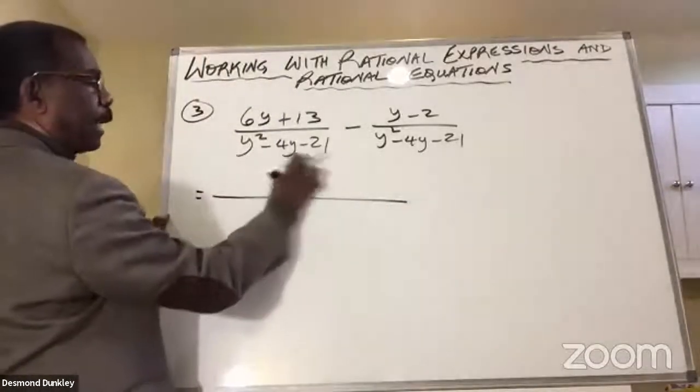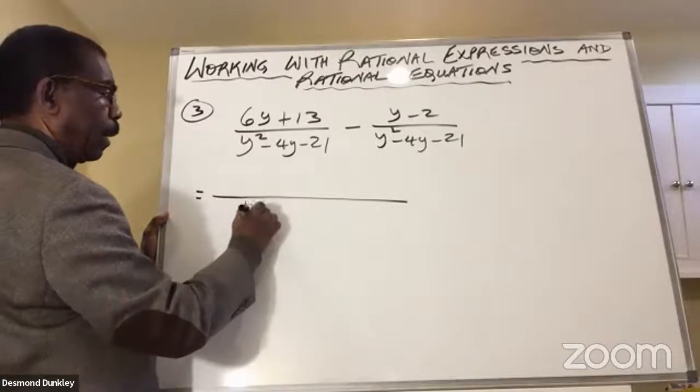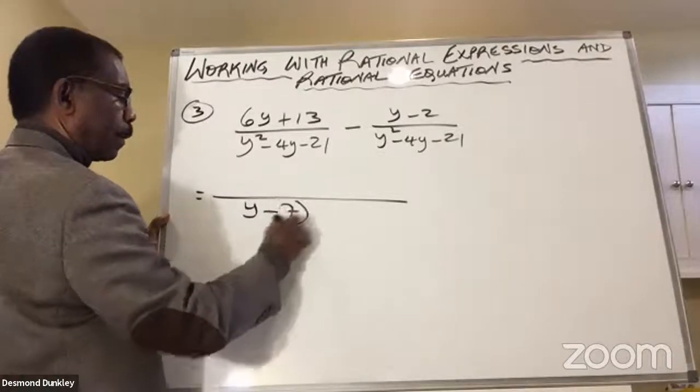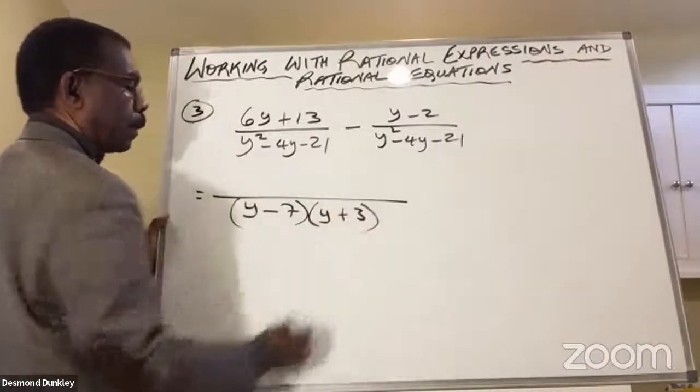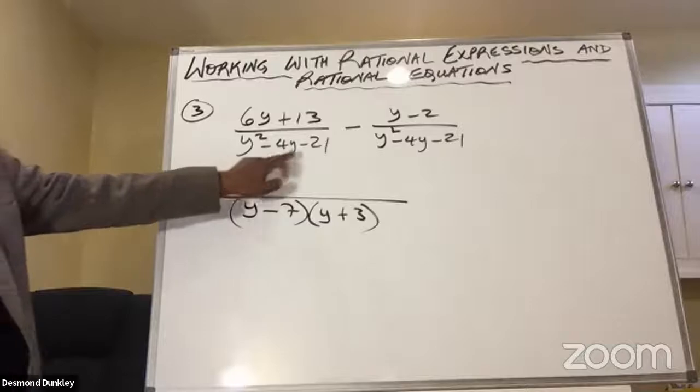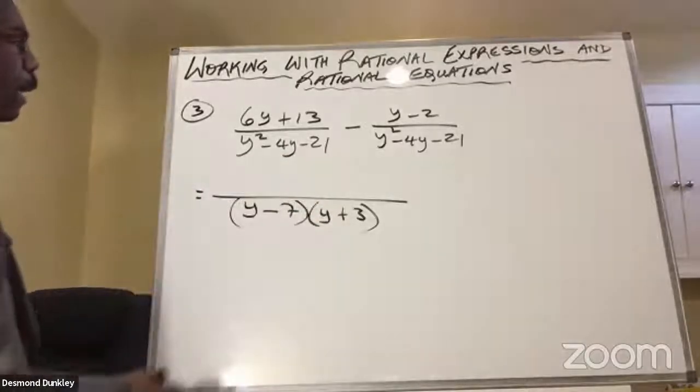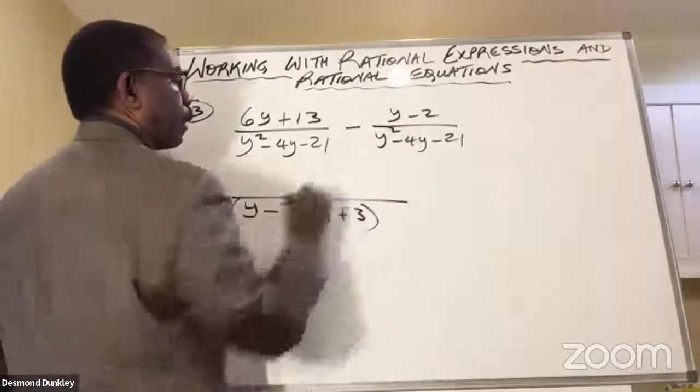And of course, let's factorize this. It's going to be y minus 7 times y plus 3. Okay, that's the factorization of the denominator. Okay, this of course is a square.